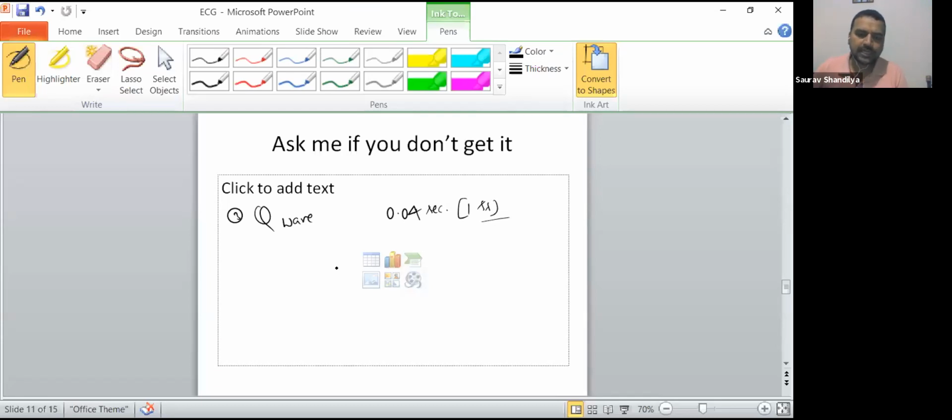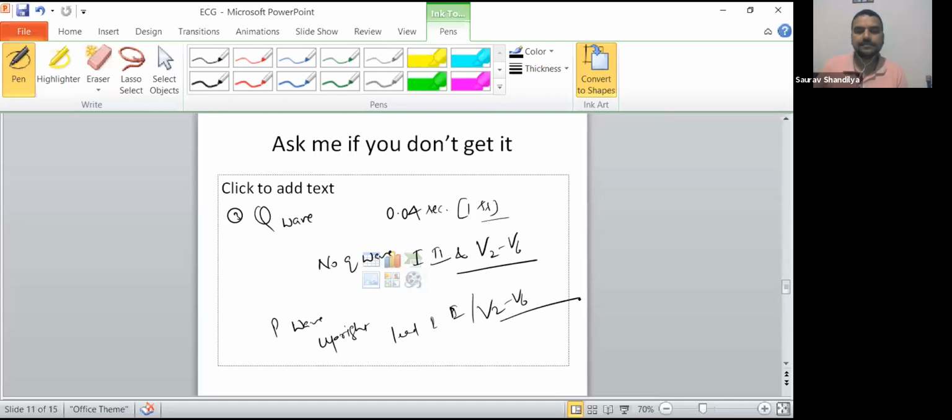But where is no Q wave normally seen? Lead 1, lead 2, and ventricular leads. Of course, you can never see the Q wave in V2 to V6. You don't see the Q waves. Keep these facts in mind. Please take it down: the P wave is always upright, and you can see it nicely in lead 1, lead 2, V2 to V6.